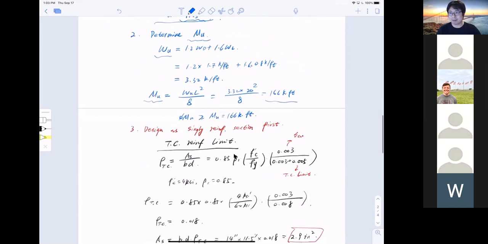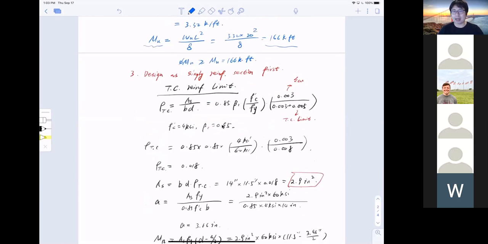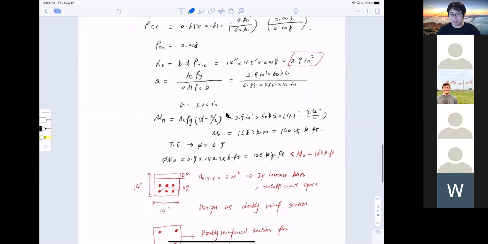We try to design it first with singly reinforced conditions. How to do so? We assume the beam is tension controlled, so we introduce this parameter rho TC, the reinforcement limit for the tension controlled case. With that assumption, we carried out the design moment calculation and find that the φMn is lower than the desired moment, which is 166 kip-foot. That simply means the section cannot be designed as a singly reinforced section. Basically, we don't have enough real estate to put more bars into the section.